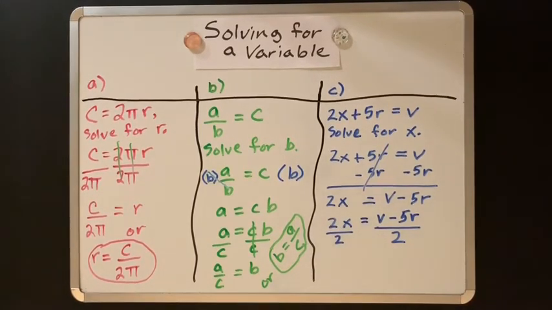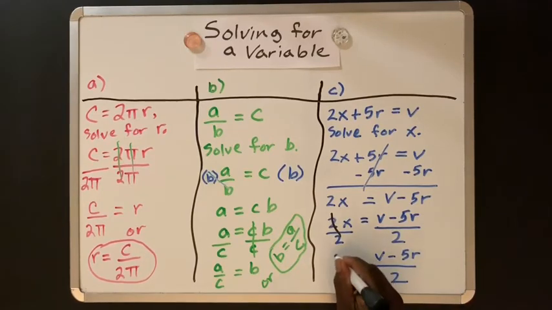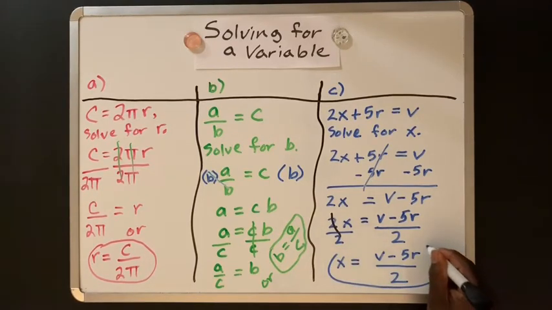And what crosses out? Yeah, you see it. 2 divided by 2 is 1, so that crosses out. Voila, we got it. X is by itself. X equals, and we bring it down, v minus 5 times r, divided by 2. We have successfully solved for the variable x.